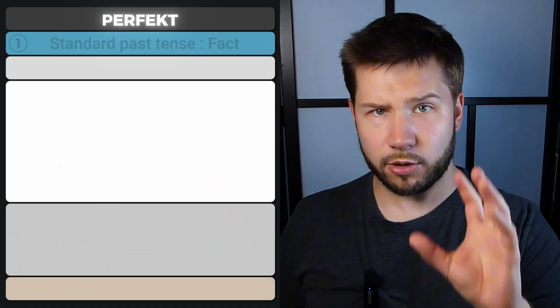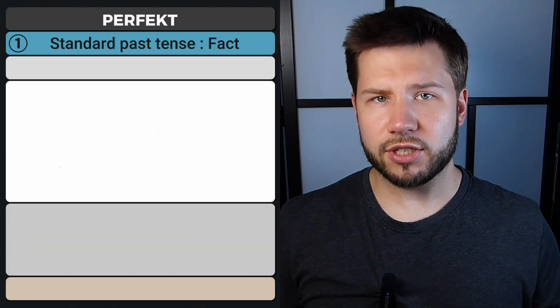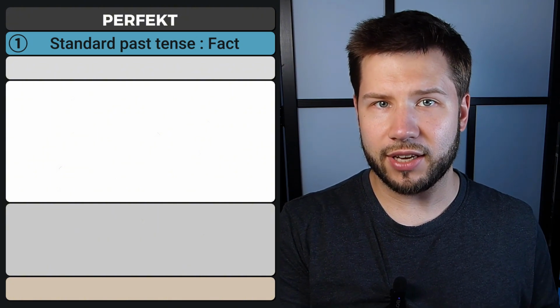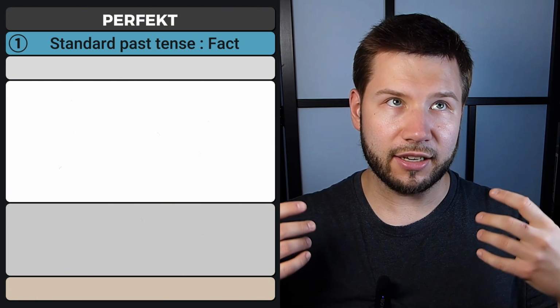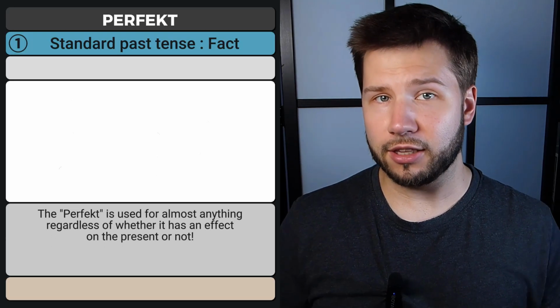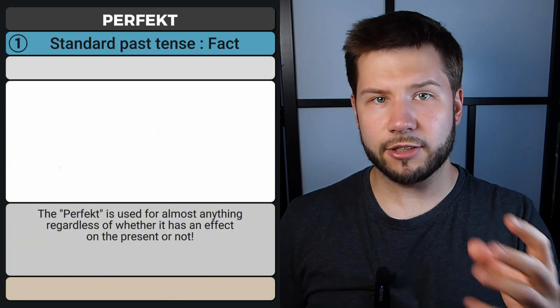As mentioned before, this is our standard tense for the past, and it just expresses a fact. If your native language is English, you might think that we'd only use it for situations where a past action or event has an effect on the present, like in I have done this before. But that's actually not true. We use it for really anything in the past, whether it has an impact or not. I will give you some examples after the grammar part and you'll see what I mean.